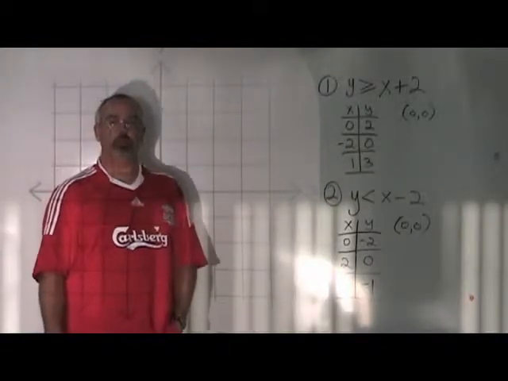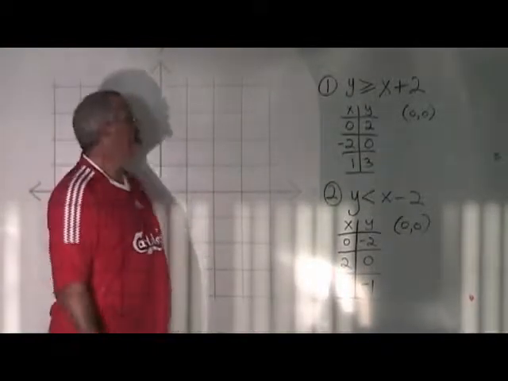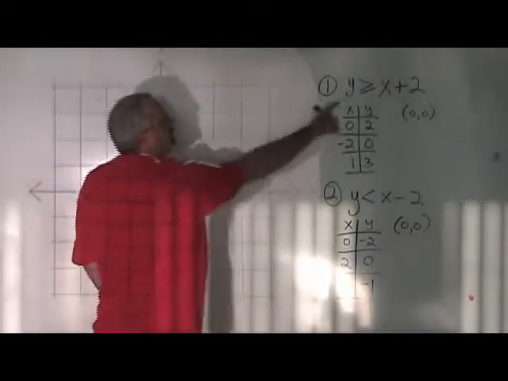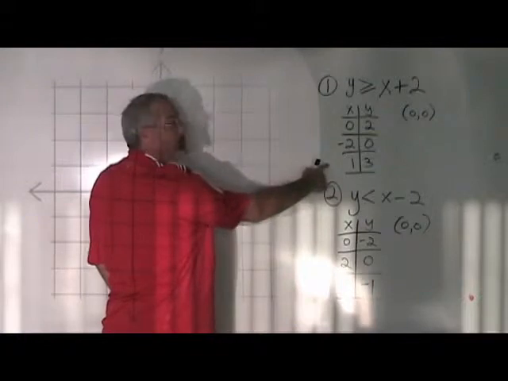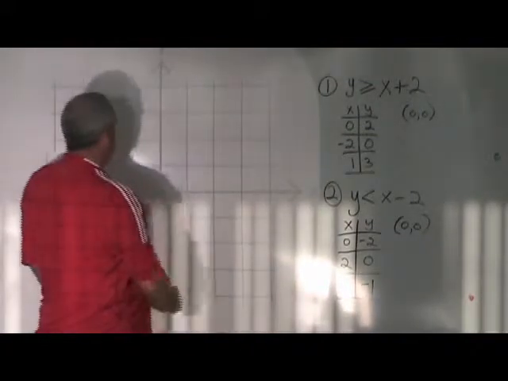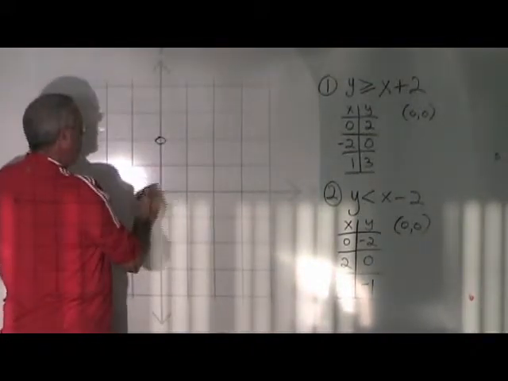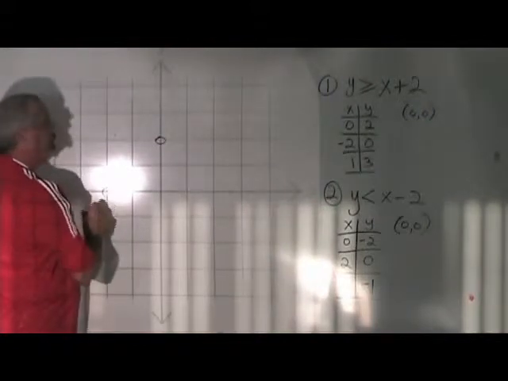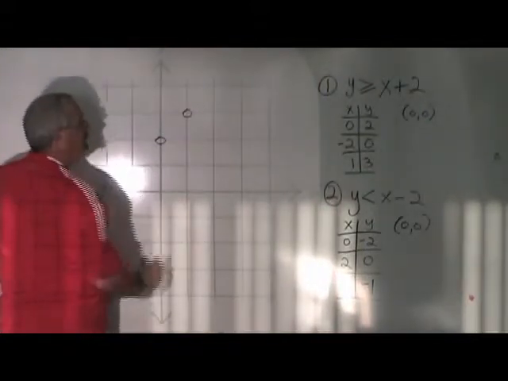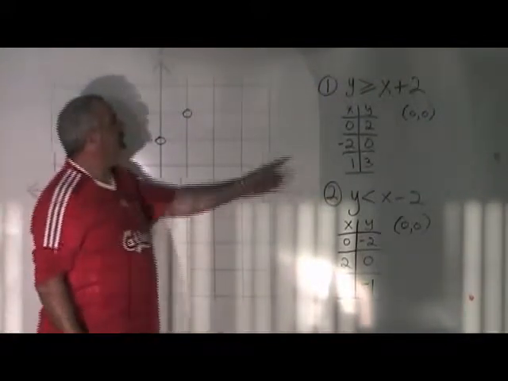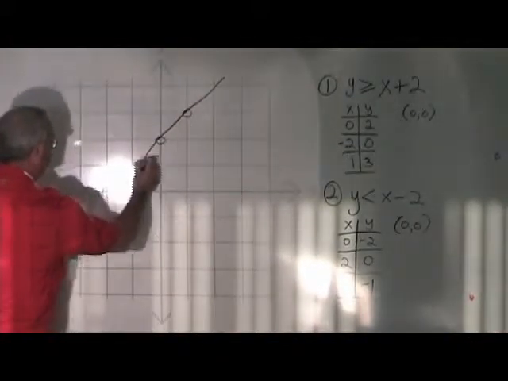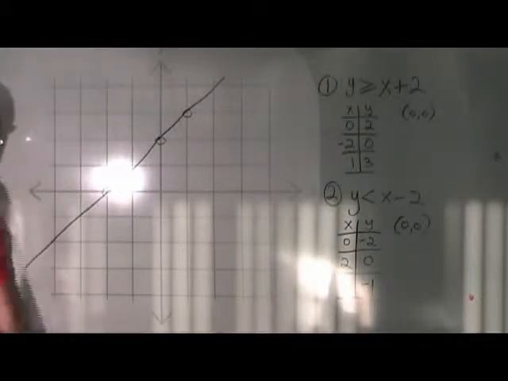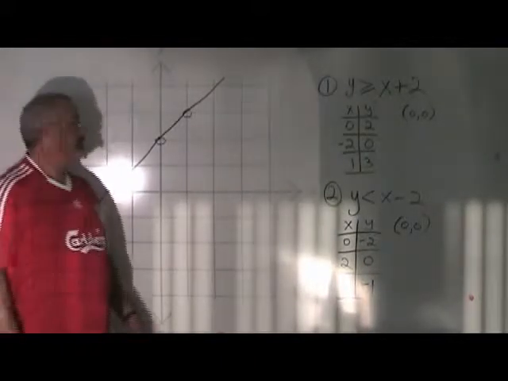Here's another example of a system of inequalities. We have y greater than or equal to x plus 2, which creates this table of values. I'll graph the points now. I have 0, 2, negative 2, 0, and 1, 3. I have to draw a line through these points. It will be a solid line. And I draw it all the way through the graph.